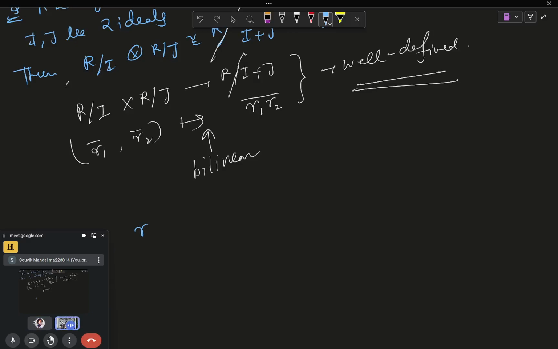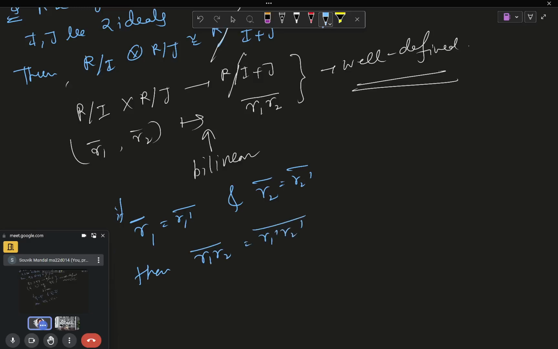Okay, no. The thing is, you need to check the well-definedness. What do you need to do? I need to show that if R1 bar, R2 bar is equal to R1 dash bar, R2 dash bar, then that implies R1 R2 bar is equal to R1 dash R2 dash whole bar. Yes. So now what will you do for that? Go systematically.